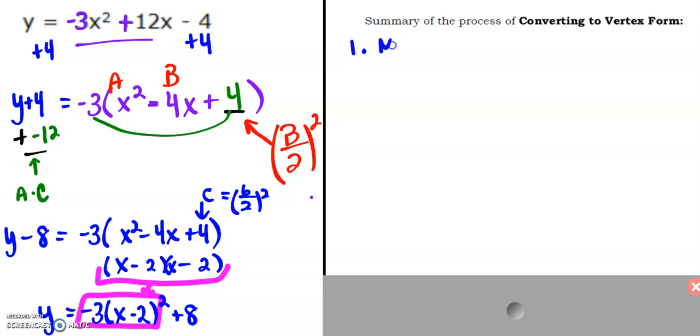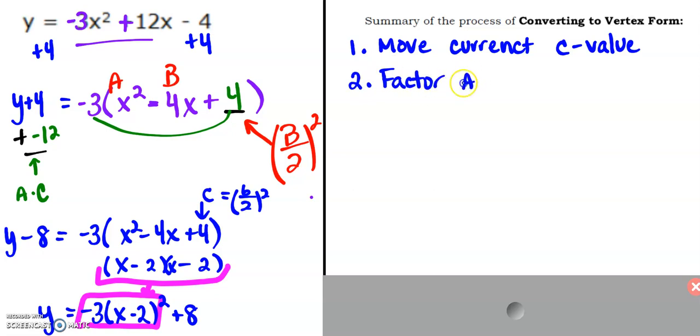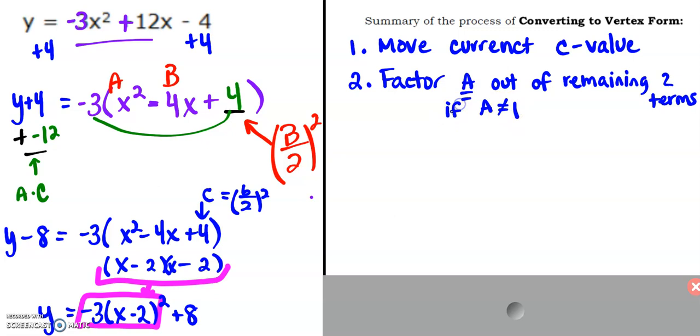The first thing you want to do is move your current c value to the other side, get rid of it. The second thing you want to do is factor a out of your remaining 2 terms. And just as a heads up, that is only if a doesn't equal 1. If a is 1, you don't need to factor it out. It wouldn't do anything even if you did.